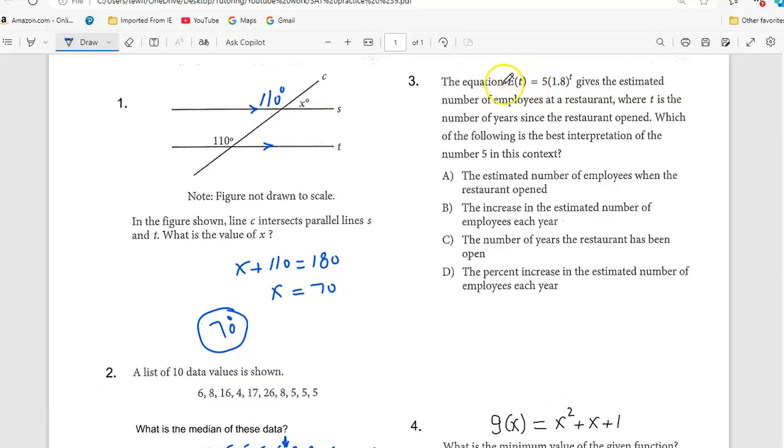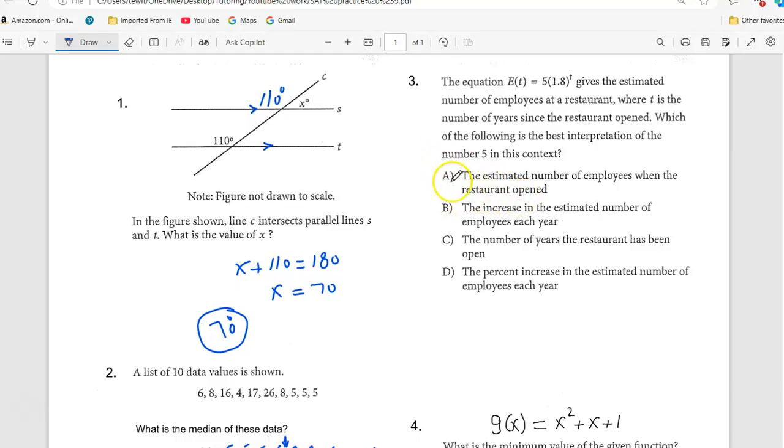5, if I need this equation just equal to 5, I have to make t equal to what? 0, right? Because any number raised to the 0 is 1. So 5 times 1 is 5. So that's going to happen when t is 0. That means when they just opened the restaurant. So 5 will be the initial number of employees, right? So the estimated number of employees when the restaurant opened.